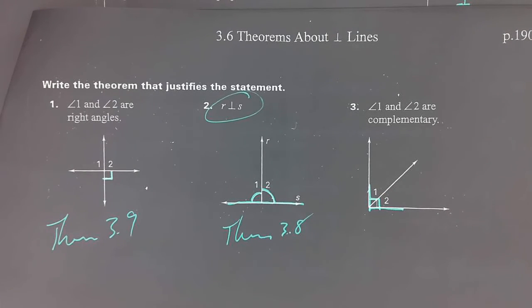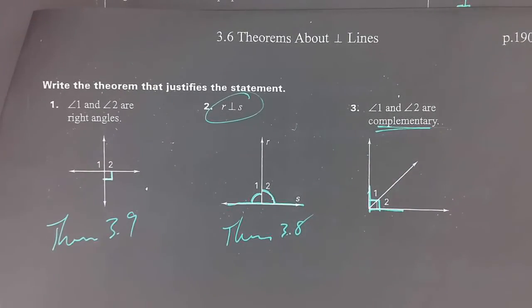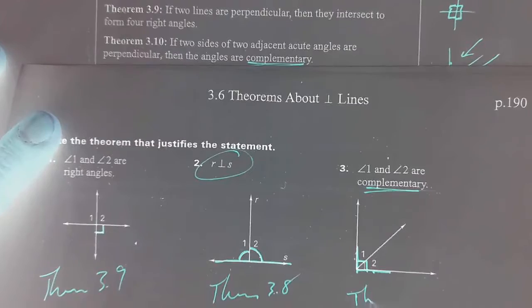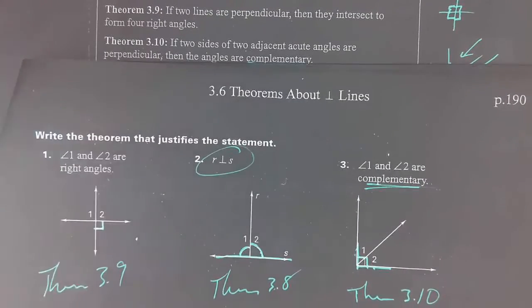Well, they don't have to be the same, but they have to be complementary, which means they add up to 90 because those two sides are perpendicular. That is theorem 3.10.